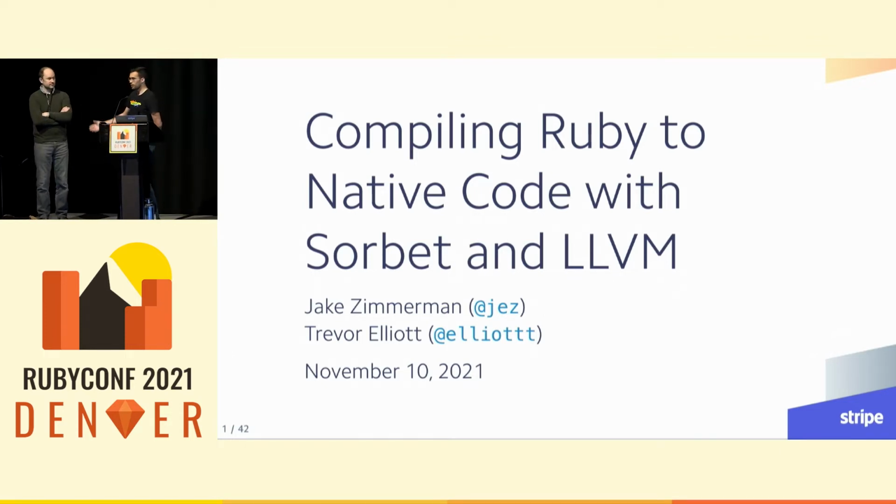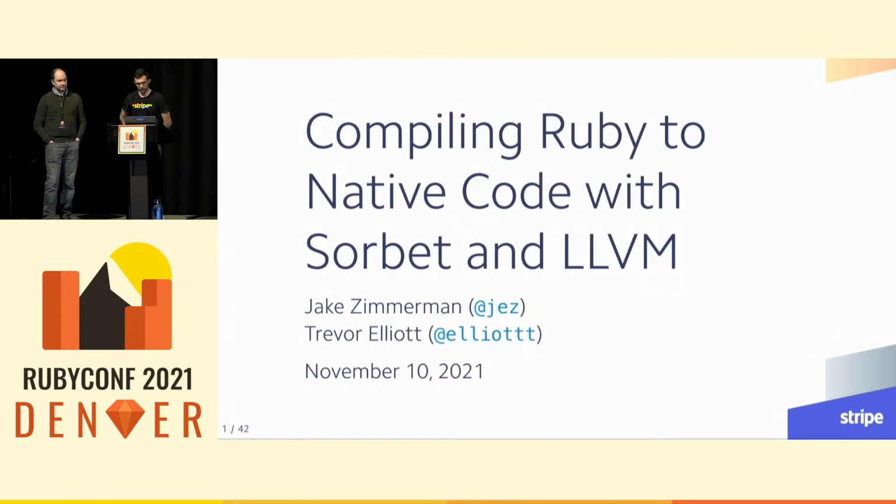My name's Jake, and I'm joined here by Trevor. We both work at Stripe on the Sorbet team, and we're going to be talking about compiling Ruby to native code with Sorbet and LLVM.